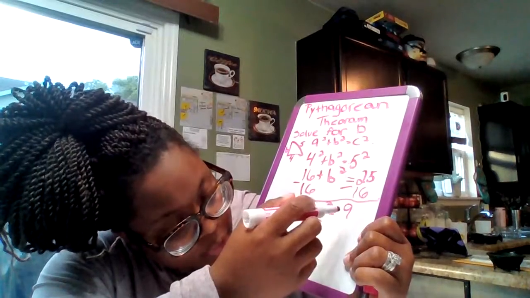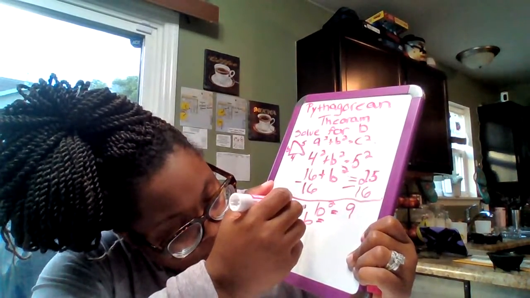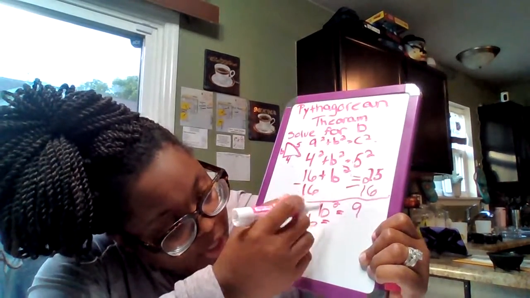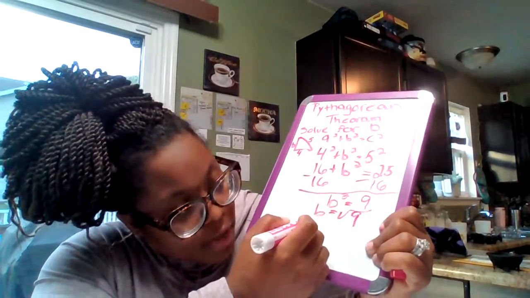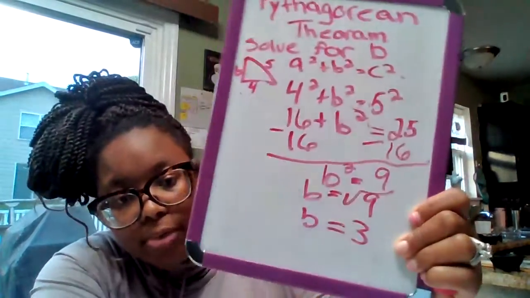So b squared equals 9. Then we're going to take the square away. So we're going to say b equals the square root of 9. And then we're going to get b equals 3. Did everybody see how I did that?